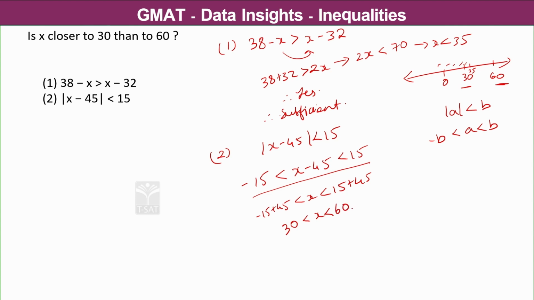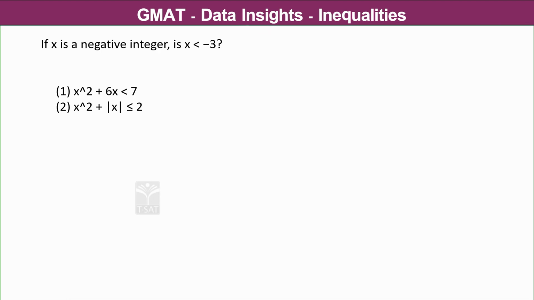So, x is lying between 30 and 60. But you cannot definitely say whether it is closer to 30 or whether it is closer to 60. It can be either of the two. Therefore, this is not sufficient to answer the question. Therefore, the answer is option A, where statement 1 alone is sufficient to answer the question, but statement 2 alone is not sufficient to answer the question. Let us move to the next question now. If x is a negative integer, is x less than minus 3?